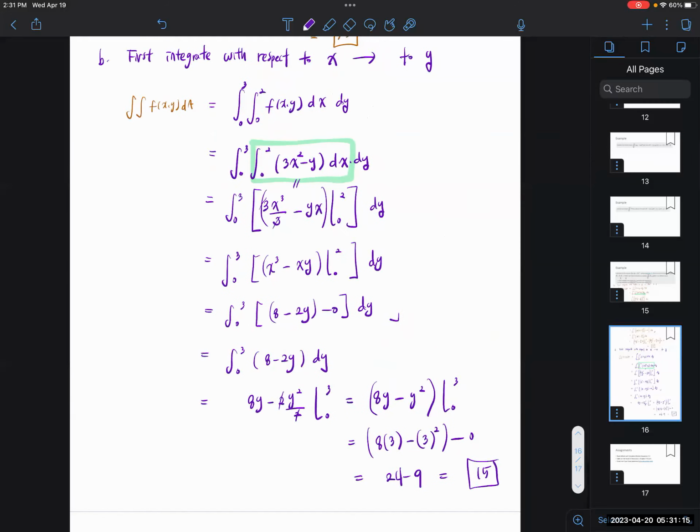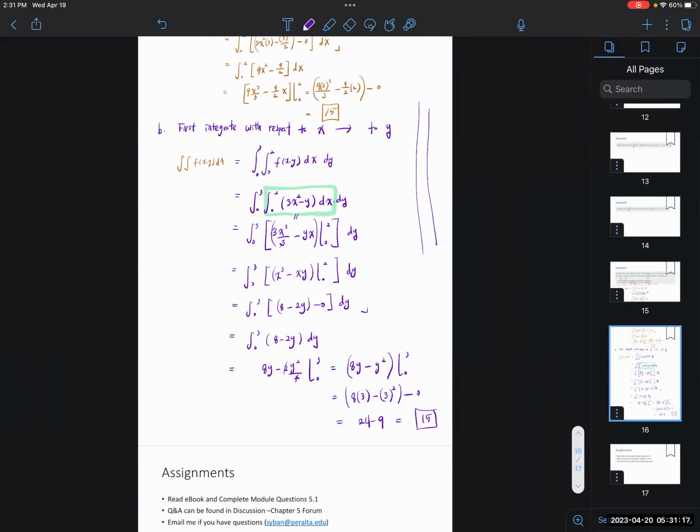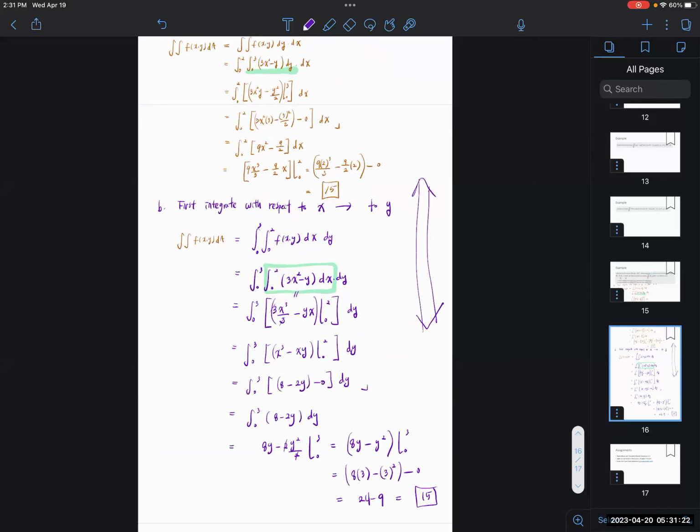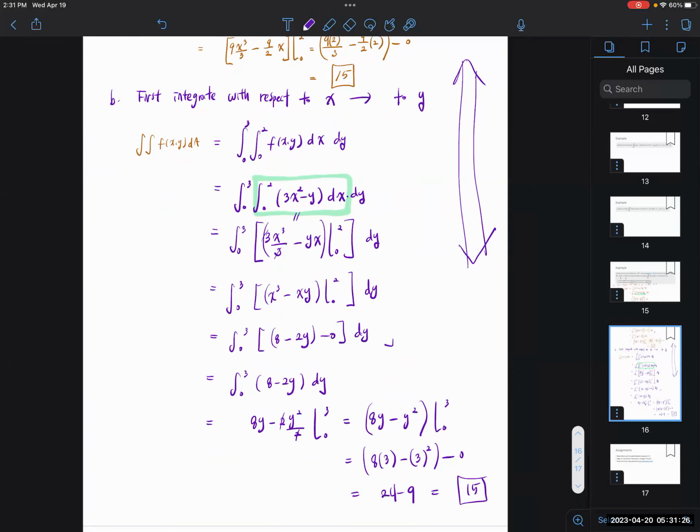We have the same answer. So that's why I said order doesn't matter. It's up to you which one you want to do first. So if you got that one, you just proved the Fubini theorem is true. So it doesn't matter which one you want to do first, but it only applies to continuous functions.